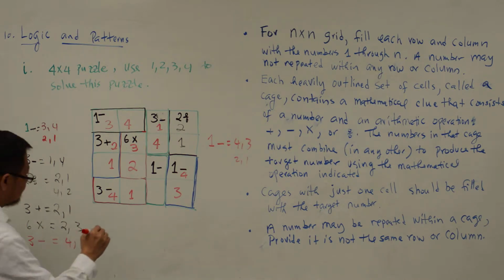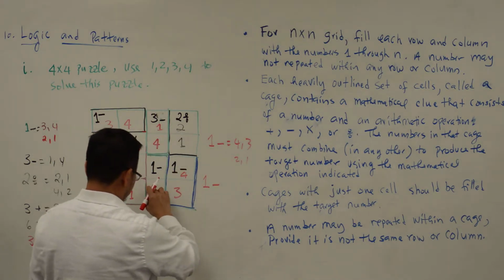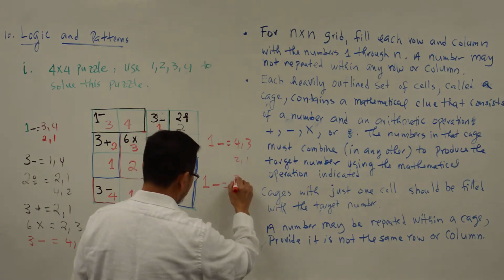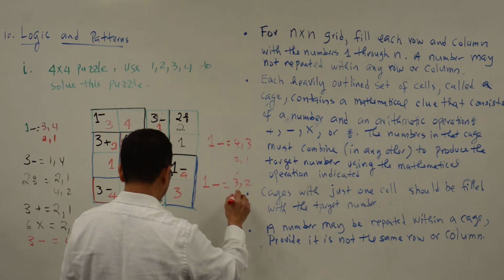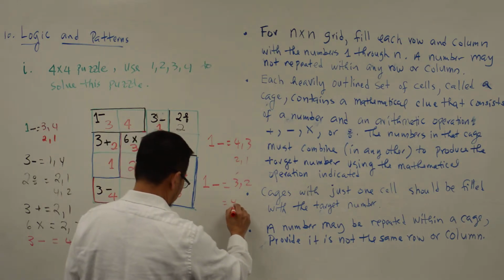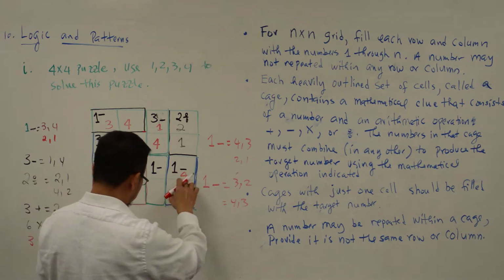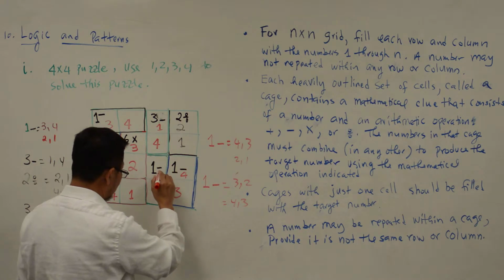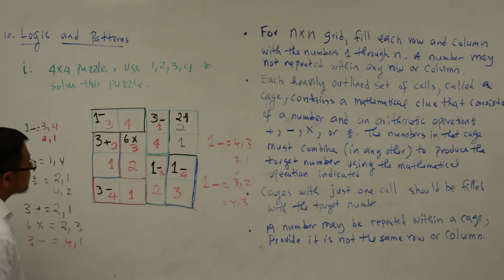Okay, let's look at 1 with minus again. Here definitely it's going to be either 3 and 2, or 4 and 3, but we cannot use 4, so you can use only 3 and 2. So this can be 3 now, and this is 2. So 3 minus 2 is 1. So that completes solving this puzzle.